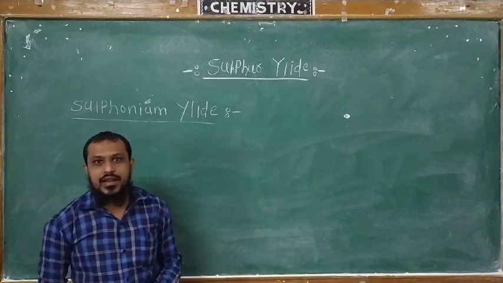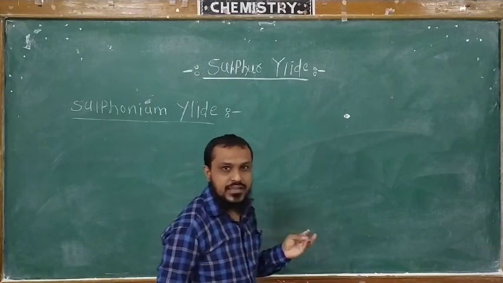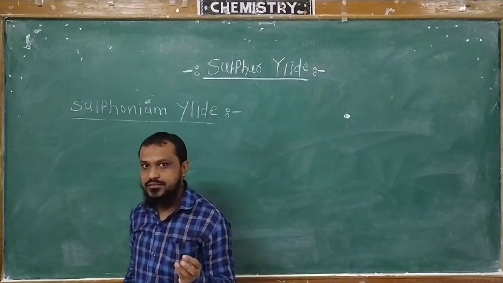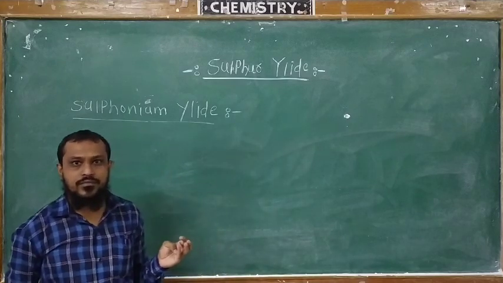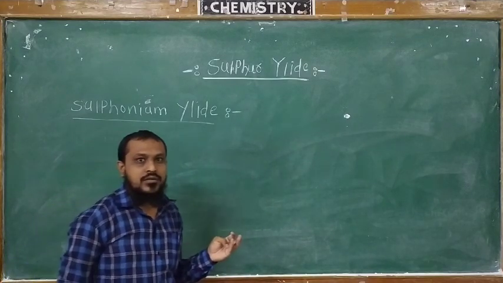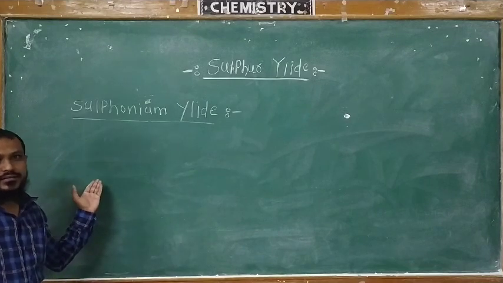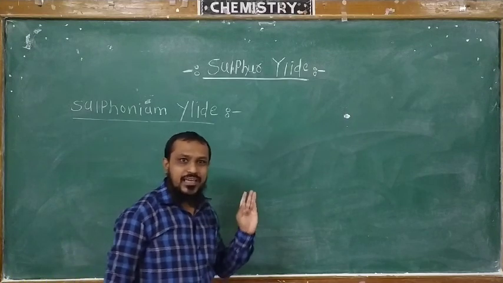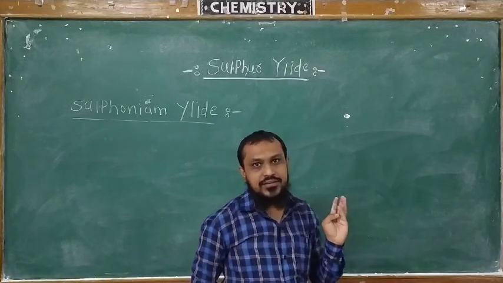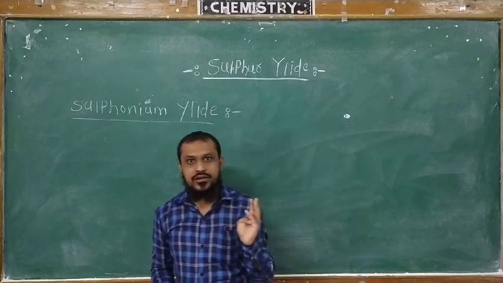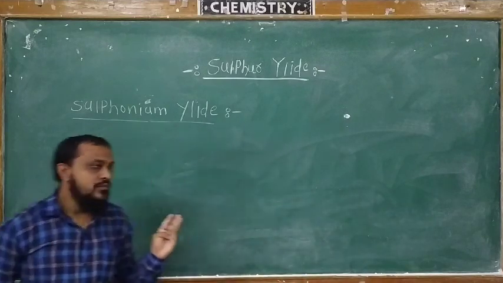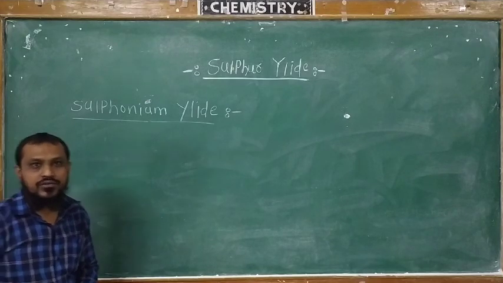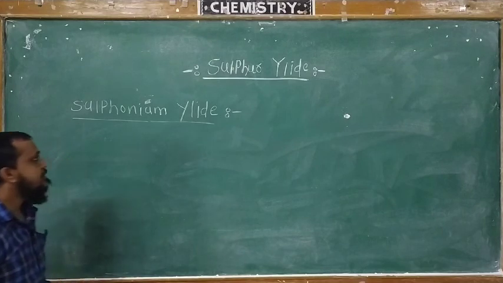When dimethyl sulfide is reacted with any alkyl halide, it forms sulfonium ylide. This is the simple definition of sulfonium ylide. When dimethyl sulfide is treated with any alkyl halide to form sulfonium ylide. Now see the preparation of sulfonium ylide.